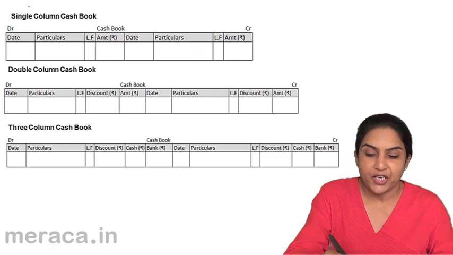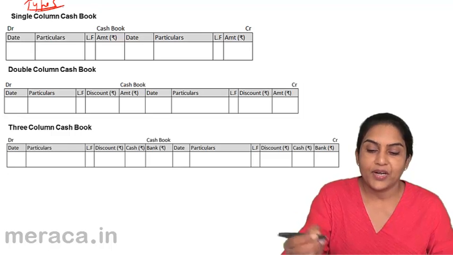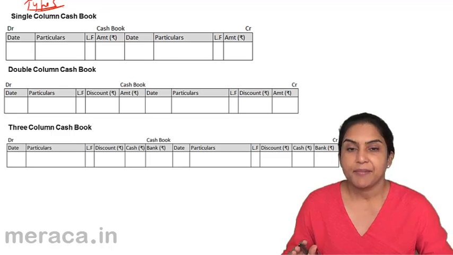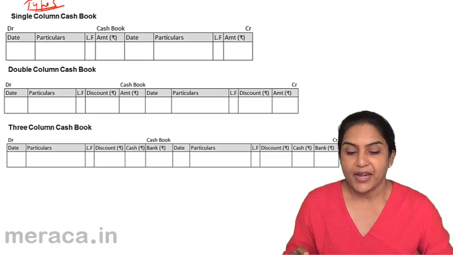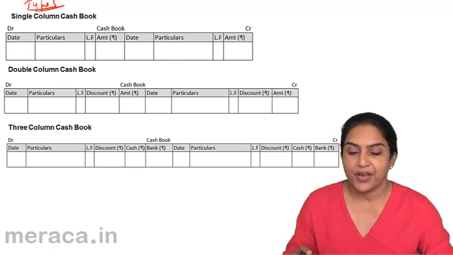The types of cash book. One is a single column cash book. In case of a small business, they may not have a bank account, and if they have only a cash account, only deal in cash, they could have a cash book.